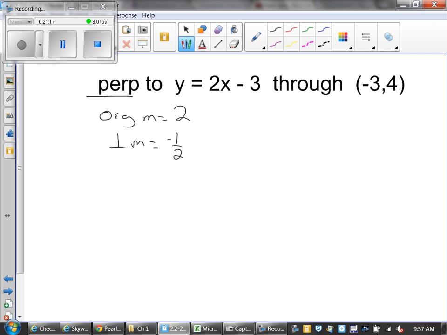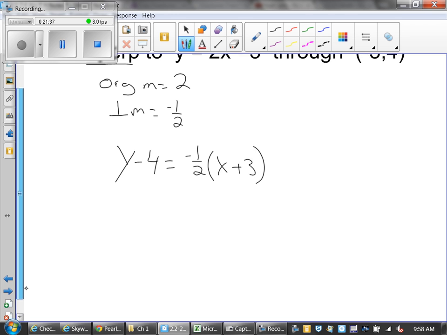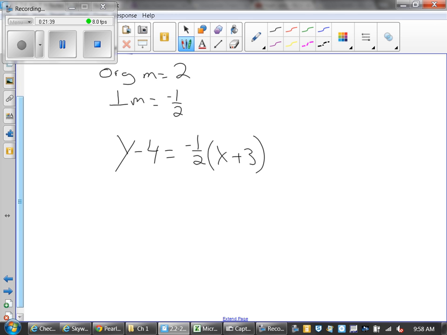I was thinking about it. So then we fill in the blanks. y minus 4 is negative 1/2 x plus 3. Distribute out and simplify fractions. Now, I will show you a little trick in your calculator because I don't want you guys to use decimals unless the problem starts with decimals.